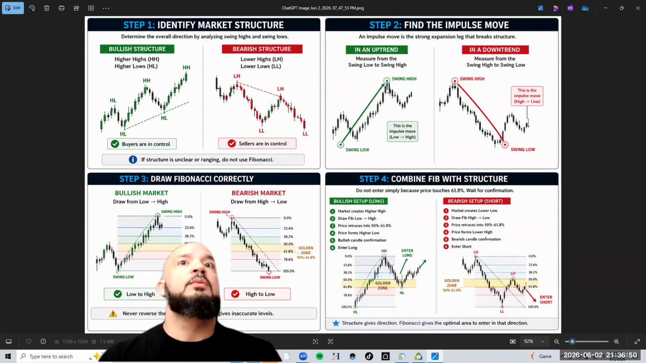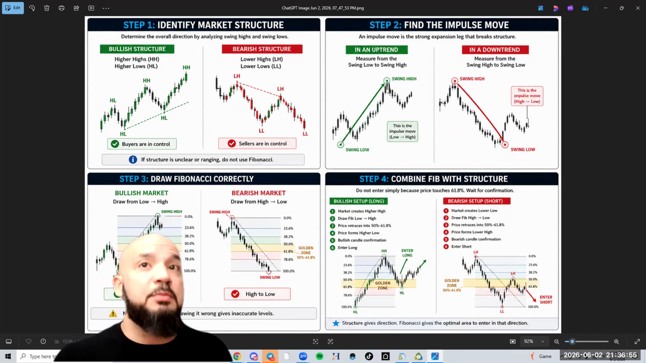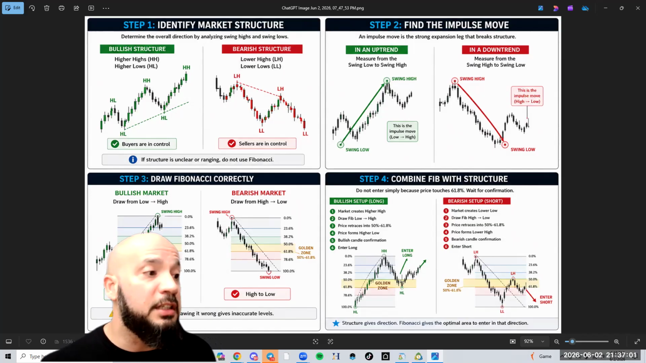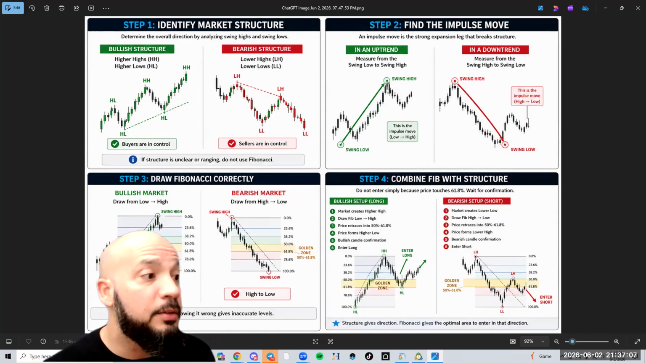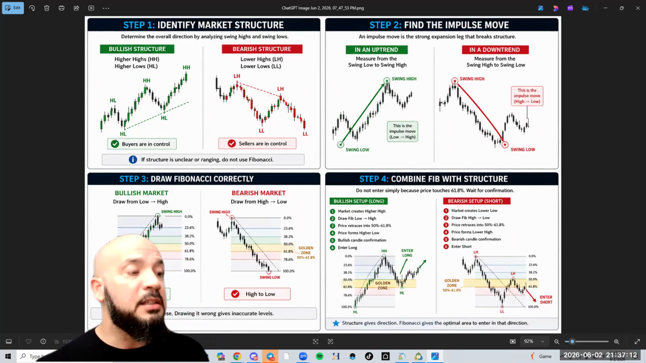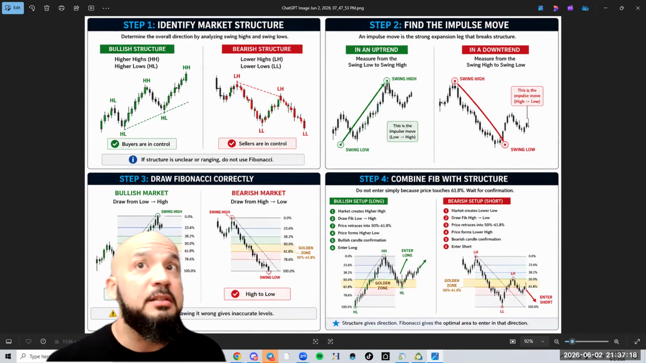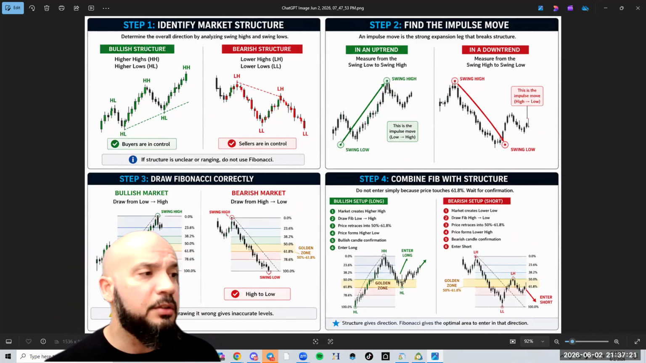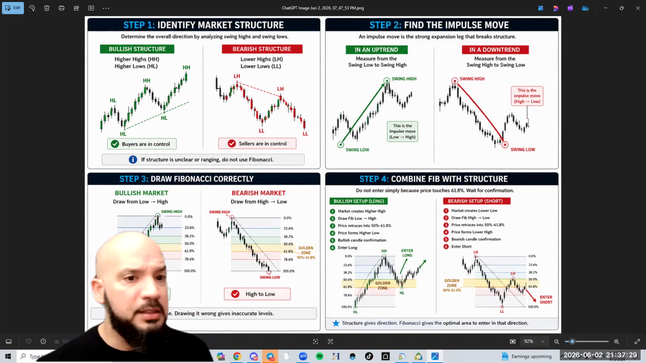The number one rule in using the fib is don't just simply use the fib just because. Do not enter simply because price touches the 618. That's a conflicting thing coming out of my mouth because I'm a trader that uses limits. Why do you guys think that I use limit orders and I don't need to wait for price to confirm before I enter? Anybody? There's no wrong answer.